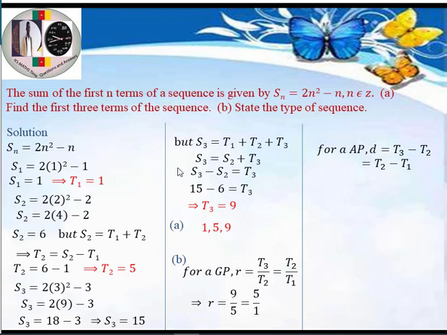So let's try. We know the third term to be 9, the second term to be 5, and the first term to be 1. So 9 minus 5 must be equal to 5 minus 1. Is that true? 9 minus 5 is 4 and 5 minus 1 is 4. So we say that the common difference of that progression is 4. Since we have the common difference, we then conclude that the sequence is an AP, which is an arithmetic progression.